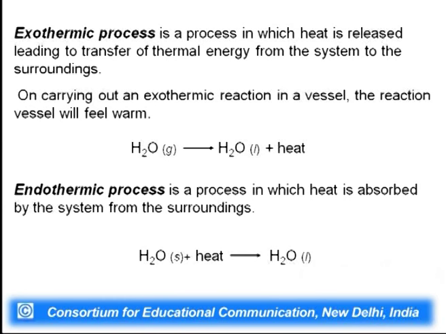Whereas an endothermic process is a process in which heat is absorbed. When you carry out the opposite process, going from liquid to gas, you have to supply heat, or going from solid to liquid, you have to apply heat. In the opposite direction, heat will be released, and that process will be exothermic.